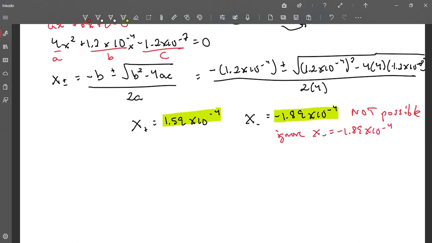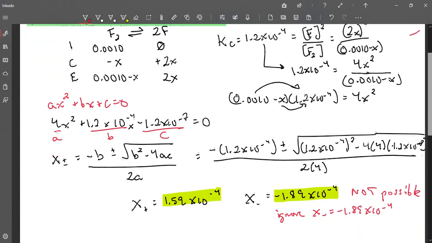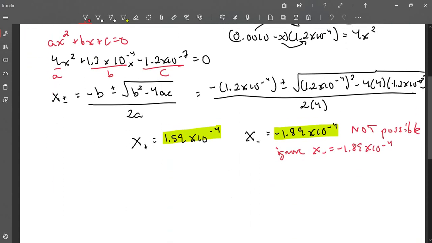This won't always be the case. Usually it actually is, but you won't always have to ignore that negative value. Always refer back to that last row in your ICE table. Will that make any concentration negative? If it does, then you can ignore it. Although it may usually be your positive x value which is the real solution, don't always and so freely dismiss the negative value, because sometimes it's not.